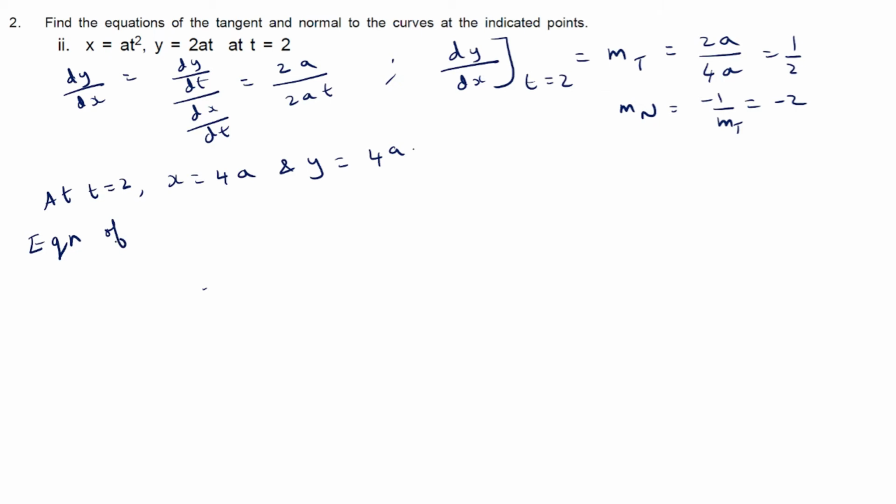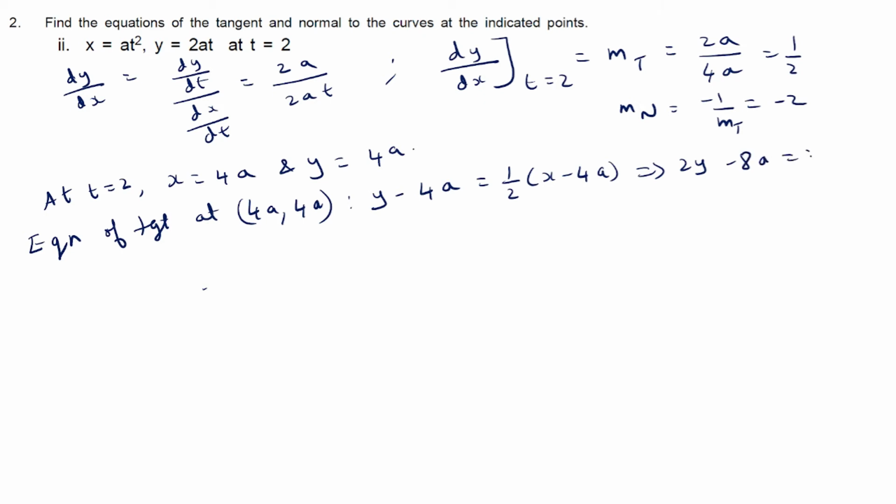So equation of tangent at (4a, 4a) is y minus 4a equal to, this is the slope of the tangent, 1 by 2 into x minus 4a. Or from this we have 2y minus 8a equal to x minus 4a. Or we have x minus 2y plus 4a equal to 0. This is the equation of the tangent.